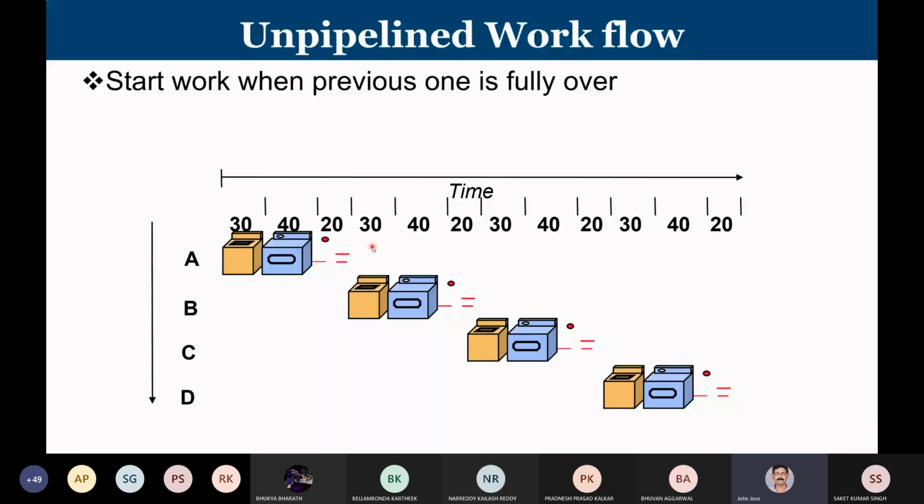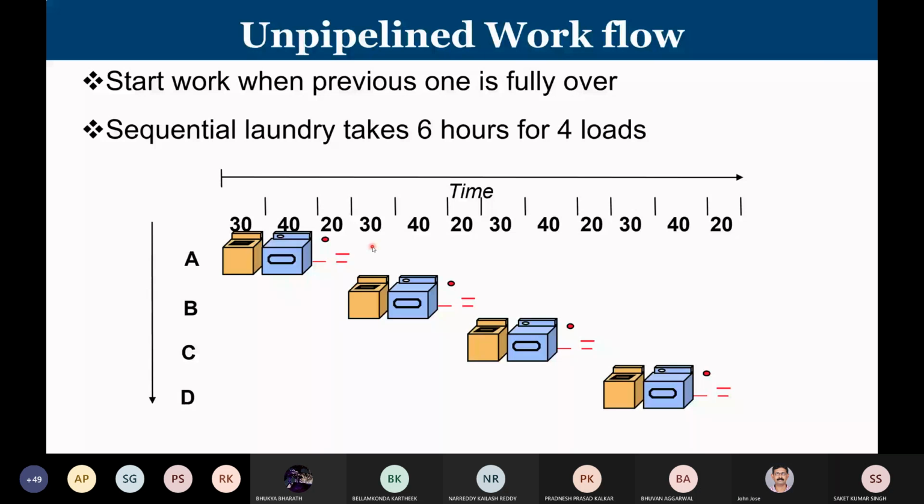So if you take 90 minutes, 90 into 4, that is the time you are going to take in this case. 90 into 4 is 360 minutes, which is 6 hours of time to complete 4 loads. Now, can you optimize this? That's what the question is.